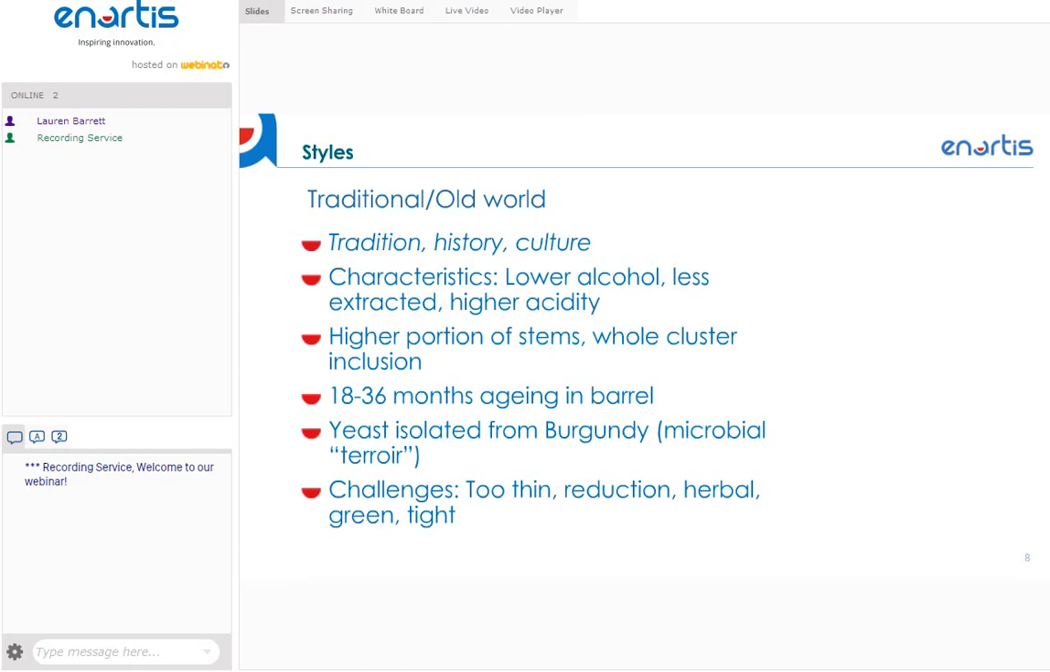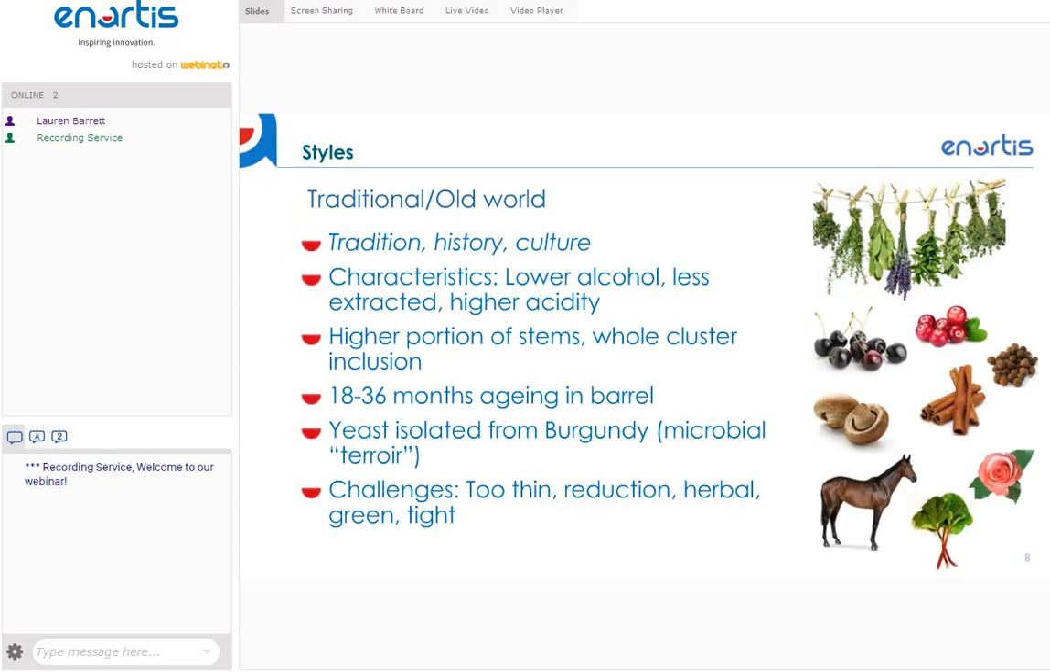A lot of the specific yeasts that are being used are select isolates from Burgundy, or producers are just practicing spontaneous fermentation. Some challenges that can arise with these wines is that they can be too thin, they can be reductive, herbal, green, and tight. Here are some common descriptors for Old World Pinot Noir, that being animal, mushroom, red fruit, spice, and some herbal characteristics as well.